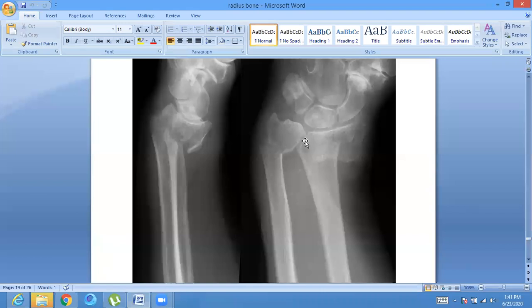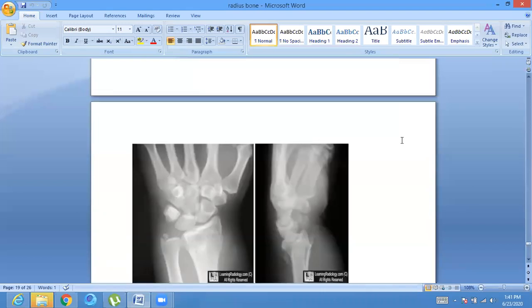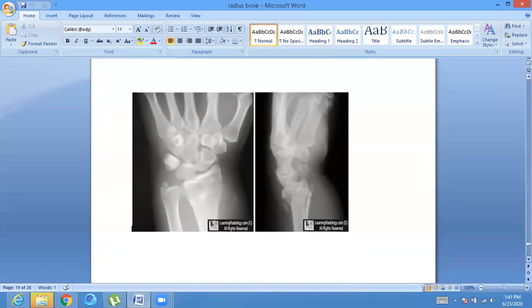And the other fracture is the Barton's fracture. The Barton's fracture is a fracture of the lower end of the radius in which the articular surface is fractured. You see this one. This is an intra-articular fracture. The lower end has fractured longitudinally from the center. And along with this, there is a dislocation of the radiocarpal joint, the wrist joint. Okay? Is it clear?